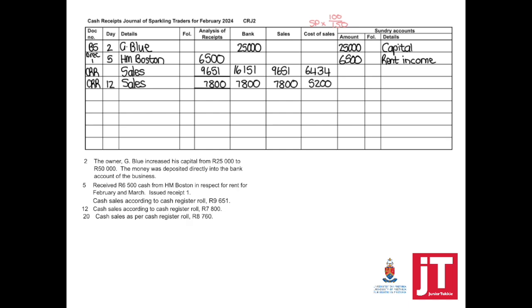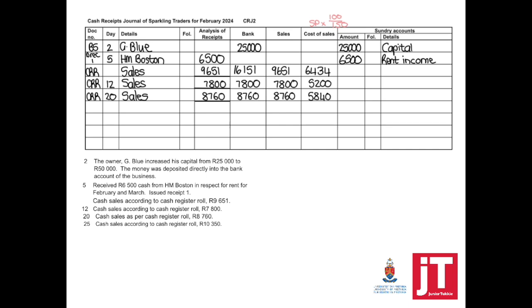Day 20, cash sales as per cash register roll, 8,760. Source document, cash register roll, day 20. Details, sales, analysis of receipts, 8,760. Sales, 8,760. And to calculate the cost, take the selling price times 100 divided by 150. This was the only transaction on day 20. Remember then to close off the analysis by drawing a line. How much did we deposit in our bank account? 8,716.